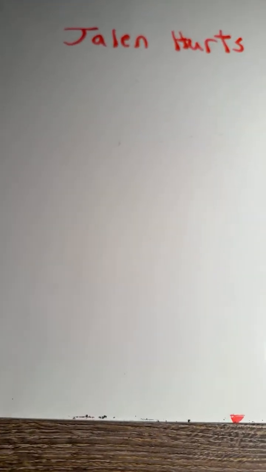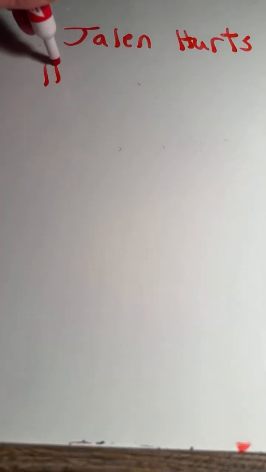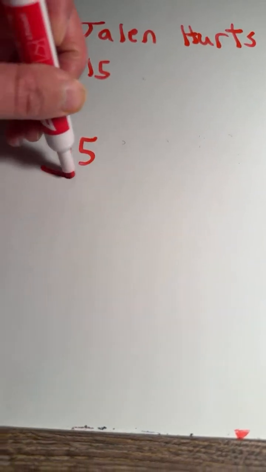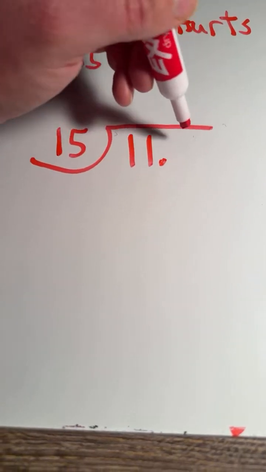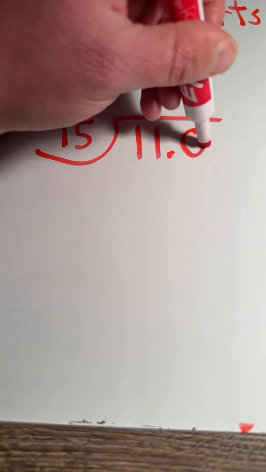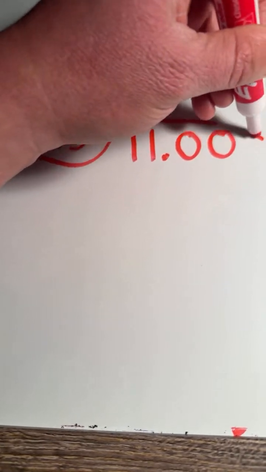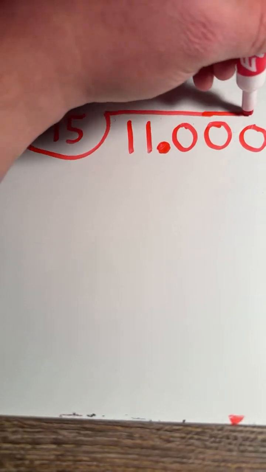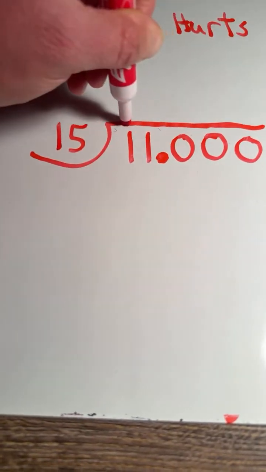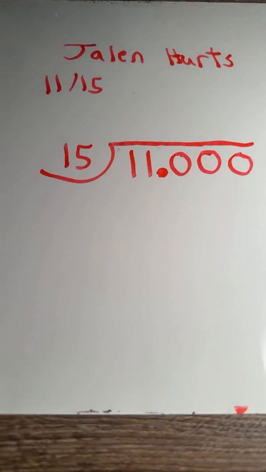Now to calculate the completion percentage of the quarterback on the winning team. So next we have Jalen Hurts. Jalen Hurts completed 11 out of 15 passes. So we have to divide 11 by 15. We got to add our 3 zeros behind the number. Include that decimal point in there. Division with decimals. That's how we calculate percentages here.